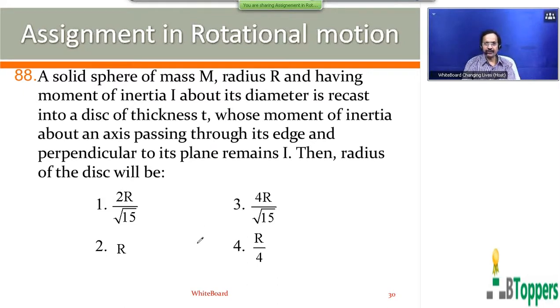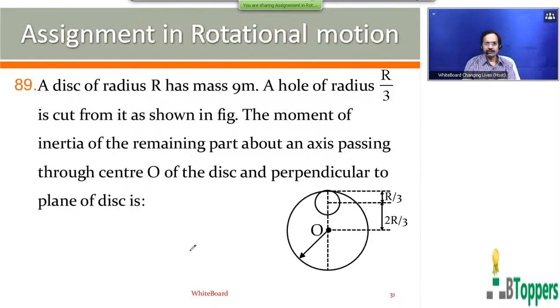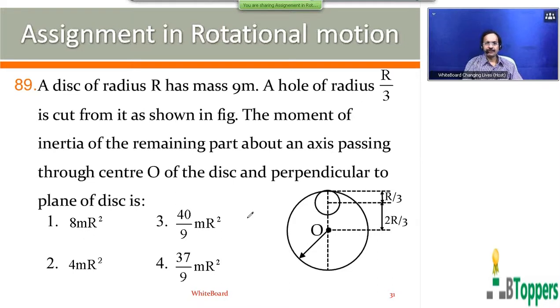So I am going to show the next question on screen. See the question number 89. Disk of radius capital R has mass 9 m. A hole of radius R by 3 is cut from it as shown in figure. The moment of inertia of the remaining part about an axis passing through center O of the disk and perpendicular to the plane of the disk is. Come on, look at the screen. Look at the four options. Come on, start trying the problem. Take a pause and finish trying the question.